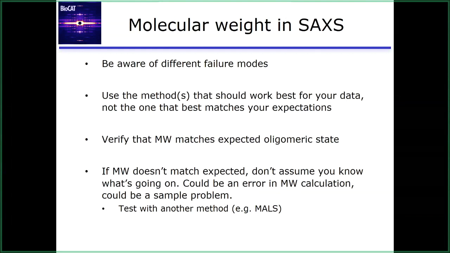The reason we're doing all of this, of course, is verifying that the molecular weight matches the expected oligomeric state in solution. If it doesn't, don't assume you know what's going on. If it's twice, maybe it's a dimer. Maybe you just made a mistake in the calculation. Maybe there's a sample issue. My recommendation in that case, verify with another method. MALS is a great way to do it. AUC is a good way to do it as well. Go back and make sure you really understand what's in that solution that you're scattering. Kushal emphasized this morning that knowing what's going into the system is what's going to allow you to do the best data analysis once you get the data. So make sure you understand that.